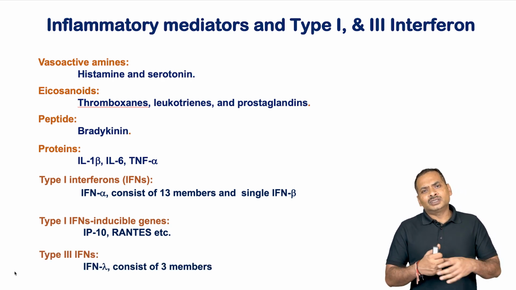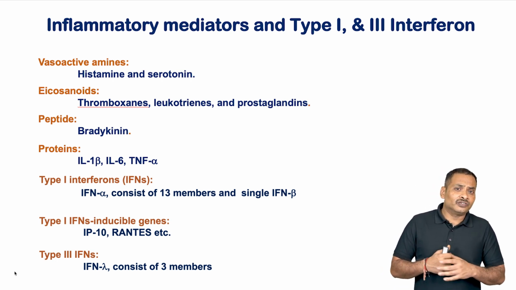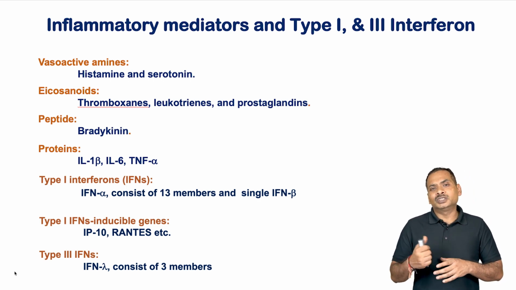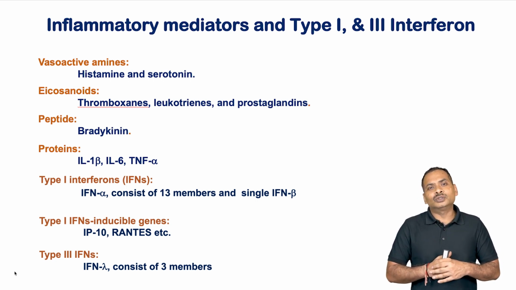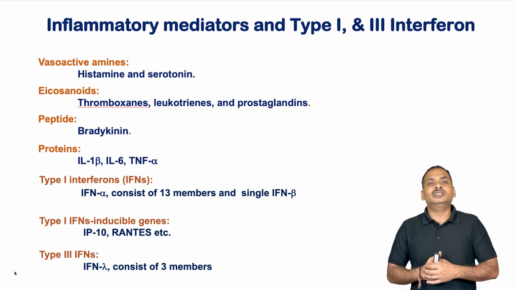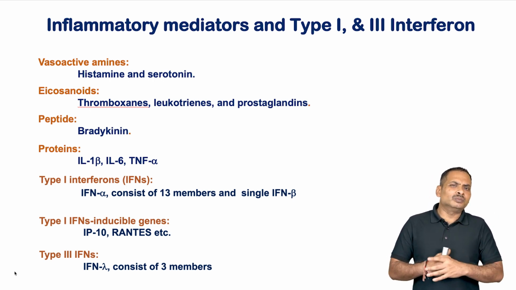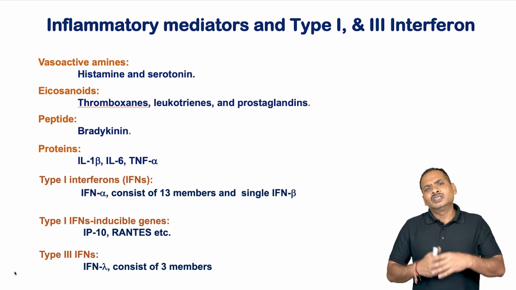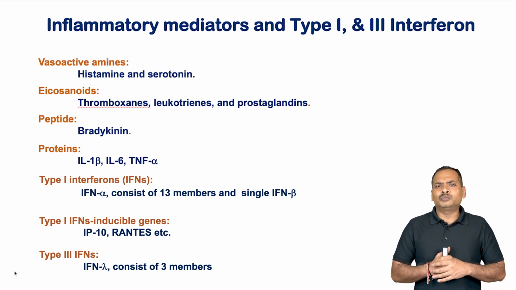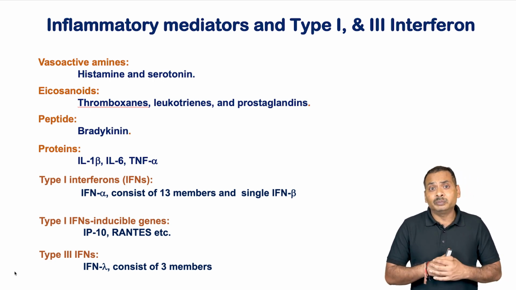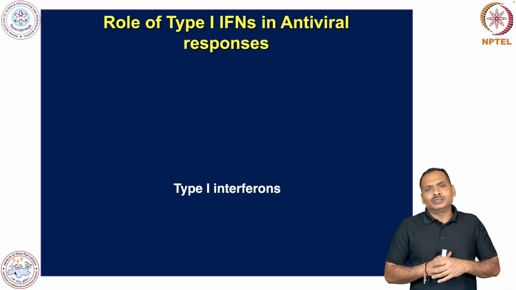Type 3 interferon consists of 3 members and is also known as interferon lambda. It is also induced through these transcription factors. There is a family of transcription factors known as interferon regulatory factors, and there are so many members. Mainly these two members, IRF3 and IRF7, play an important role in the synthesis of these interferons, and some others play an important role in the production of inflammatory cytokines. So, what is type 1 interferon doing?